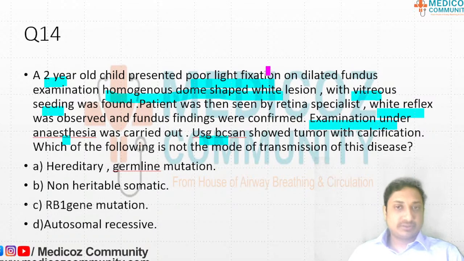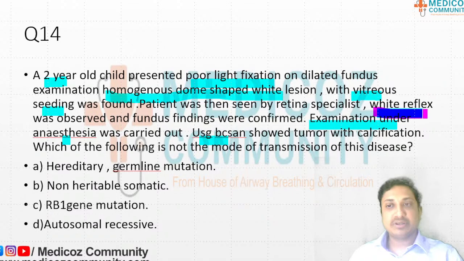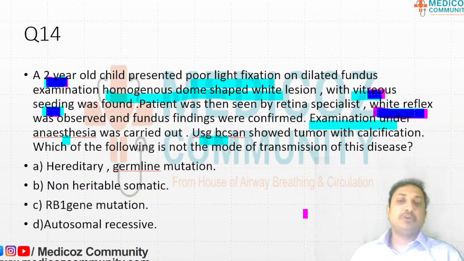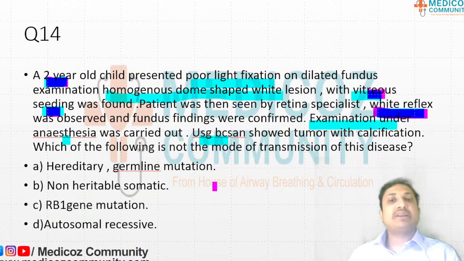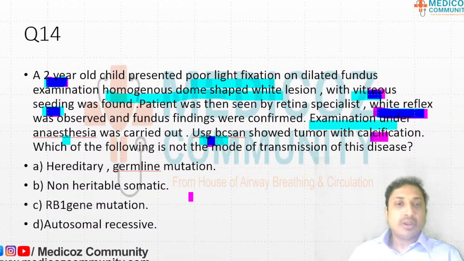What we know from the question is there is white reflex. Most important hint is white reflex. There is a homogeneous dome-shaped white lesion, poor light fixation, and vitreous seeding. That means in a 2-year-old child, all these features are usually of retinoblastoma. So we are dealing here with retinoblastoma. USG B scan has also shown calcification. What they are asking here is which of the following is not the mode of transmission of this disease?